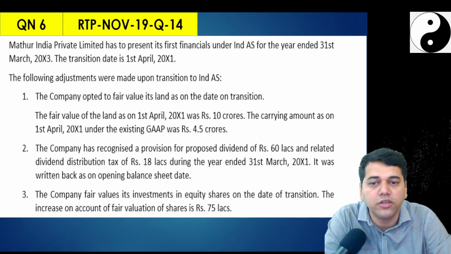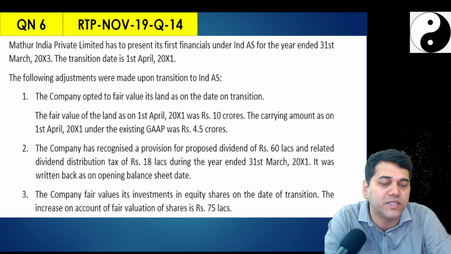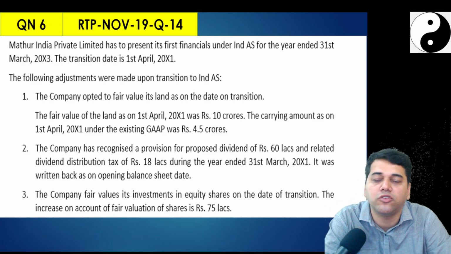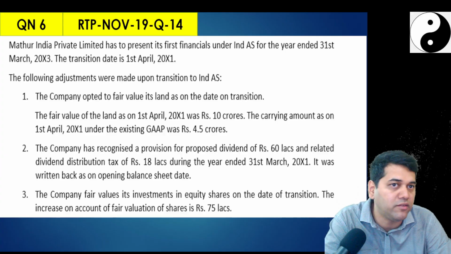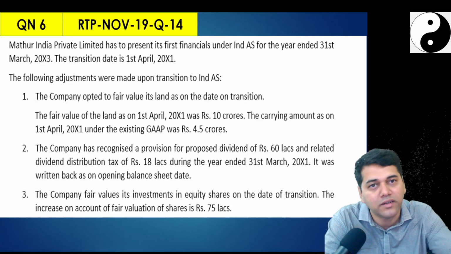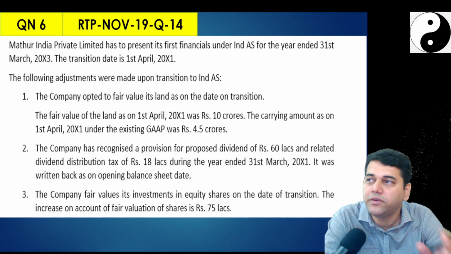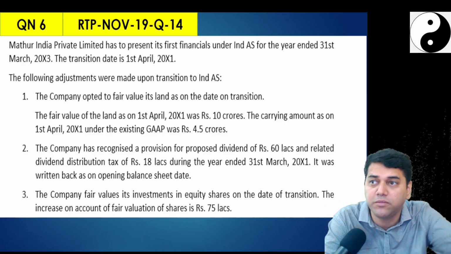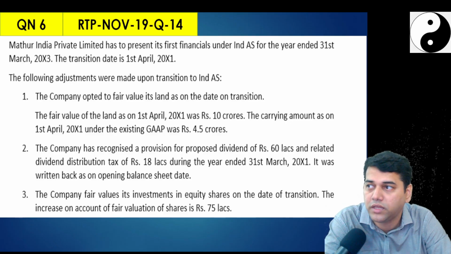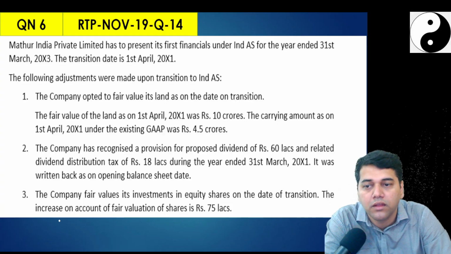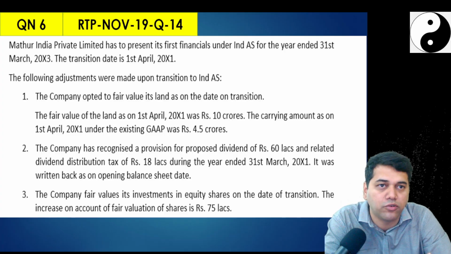Now the company has recognized a provision for a proposed dividend of 60 lakhs and a related dividend distribution tax of 18 lakhs. It was written back as on the opening balance sheet. Yes, because Ind AS 10 also says that your dividend is not a subsequent event for you. It should be accounted on a cash basis, or at least once the AGM has approved it. Then you get a right to receive it, and then you pass the entry, even though you have not received it.